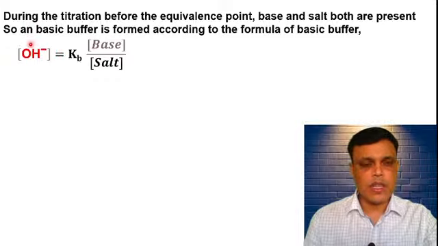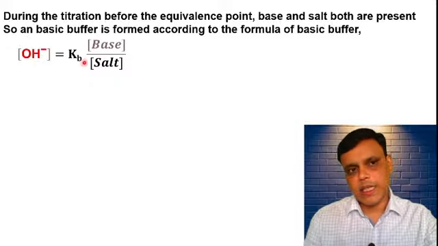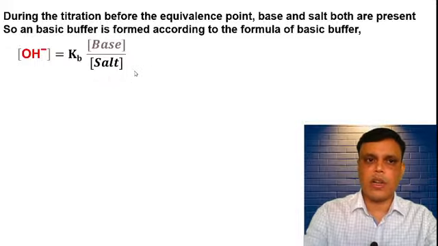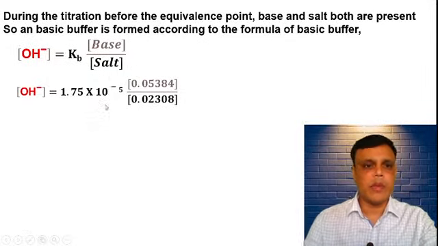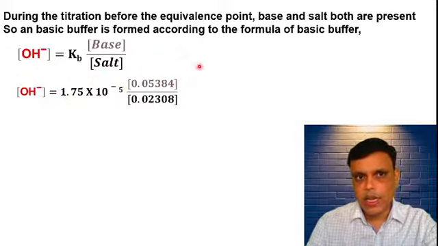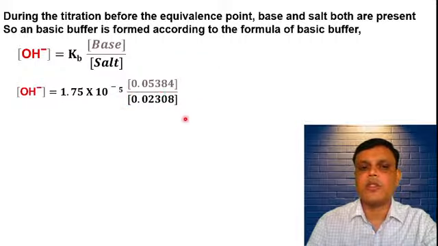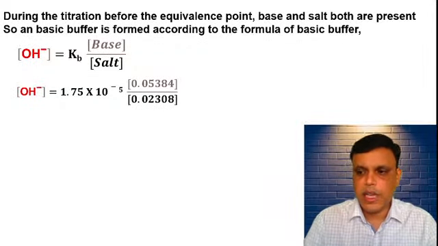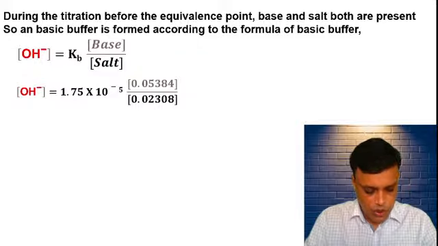Concentration of OH minus ion is equal to dissociation constant of that base, that is Kb, multiplied by concentration of base divided by concentration of salt. Just put this value. Kb is given to you. Kb kitna hai? 1.75 into 10 raised to minus 5. Concentration of base we have calculated, and concentration of salt also we have calculated. Just put this value, we will get the concentration of OH minus ions.